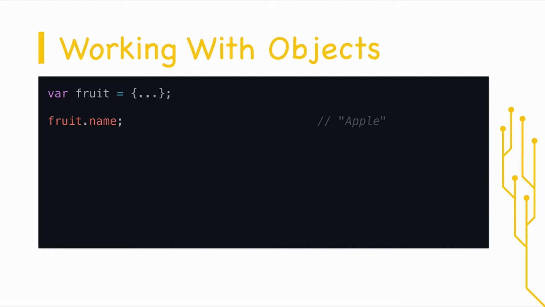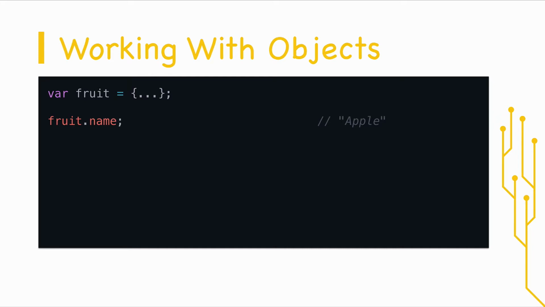Using the dot syntax, we type in the object and then a dot and then the name of the property to retrieve the value of the specific property. So you just type in fruit.name to retrieve the value of the name property. So fruit.name retrieves the string apple because that is the value of the name property.